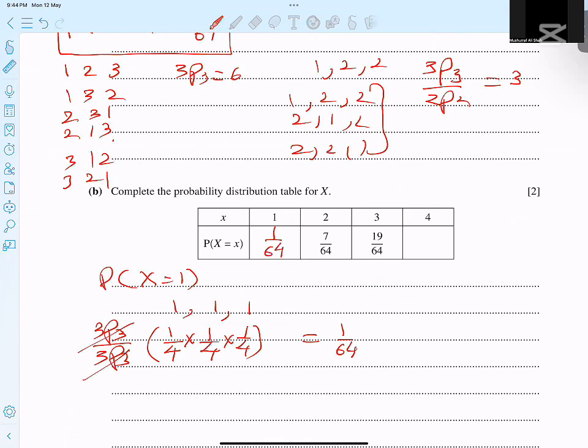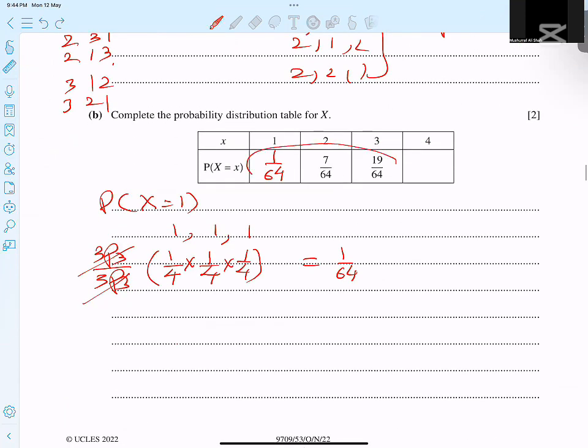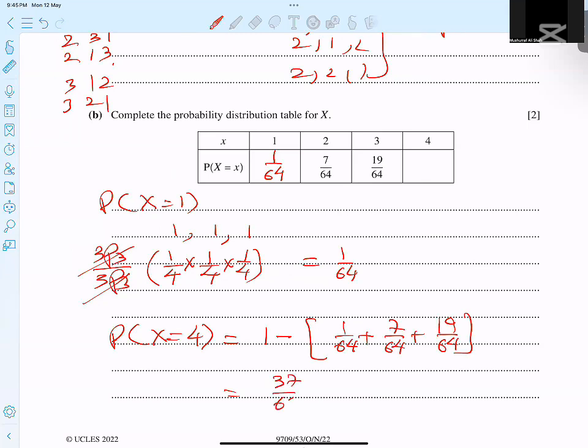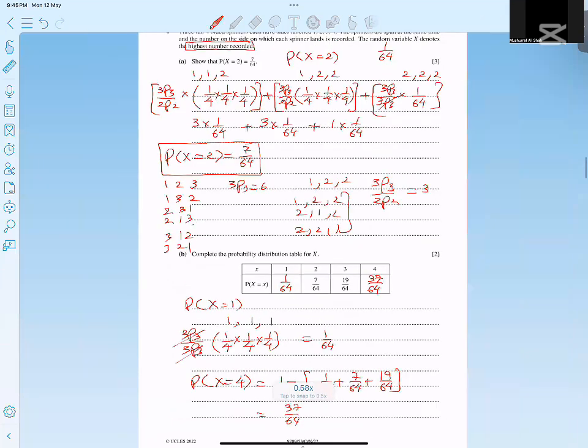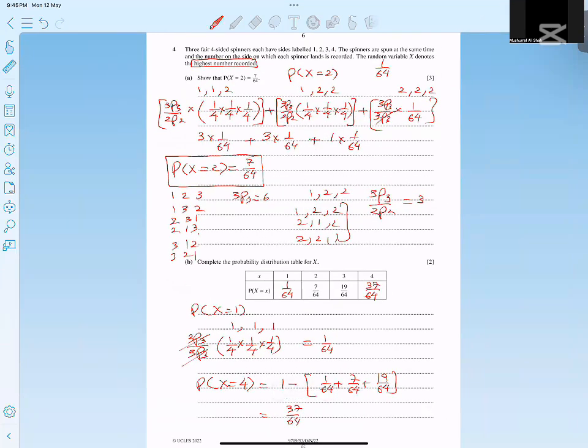So I got the answer 1/64. And for the last answer, I can do one thing because the sum of all values is 1. I can add all the options and subtract from 1. Otherwise, it's too lengthy working. So I can say that x is equal to 4. Answer is 1 minus, add up all, 1/64 plus 7/64 plus 19/64. And this answer is coming finally 37/64. Alhamdulillah Rabbil Alameen. This table is completely over. I hope the concept of this page is clear. And let's go for the next part of this question.